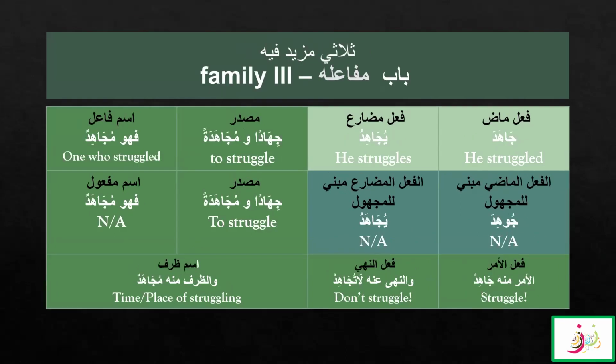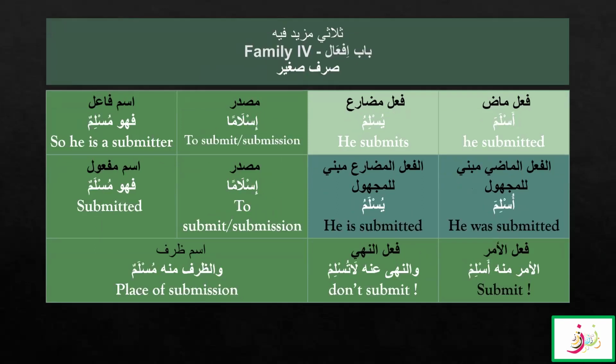Juhida yujahadu, juhida yujahadu. Just like that, you are going to repeat. Uslima yuslamu, uslima yuslamu. The ui and ua sounds are very important when doing your Saf Kabir and Saf Sahih charts.